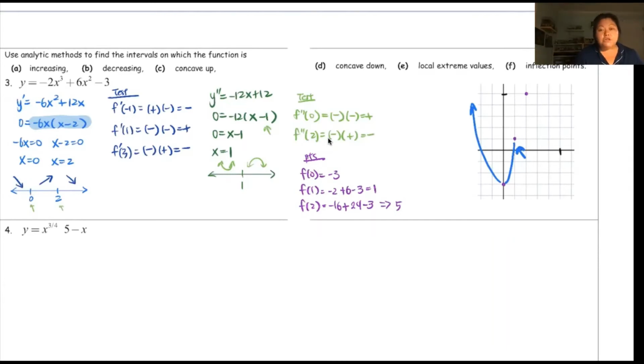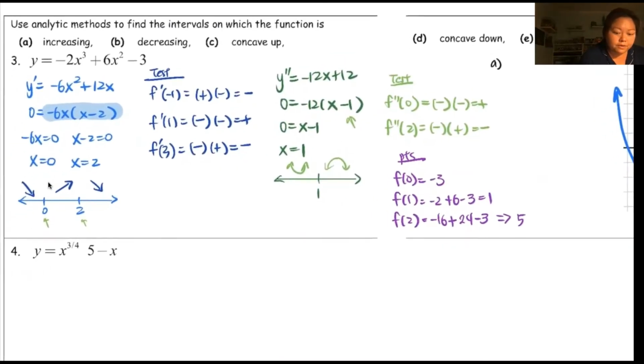And last but not least, make sure you answer the question, because it wants all this information, right? So you want to find the intervals in which you are increasing, decreasing, concave up, concave down, local extrema. So for the interval of increasing, you look at your first derivative right here. Increasing is right here between 0 and 2. So for part A, my increasing interval is 0 to 2. Part B, where is it decreasing? Well, it decreases from -infinity all the way up to 0, and then from 2 on to infinity. So -infinity to 0, 2 to infinity.